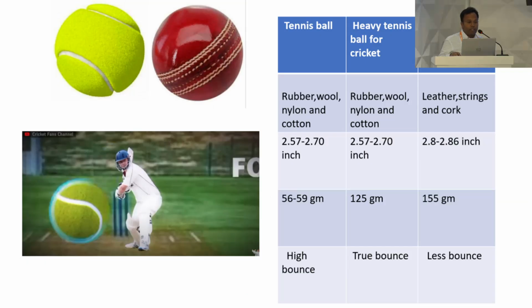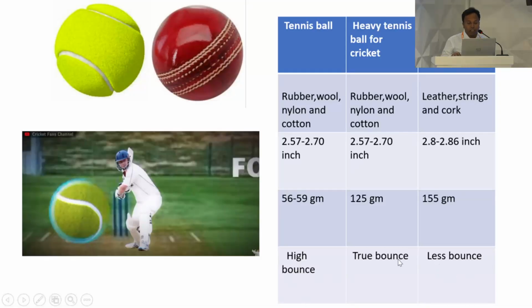So what is the difference actually? What is a tennis ball? This is the softer category. This is the green ball, whose weight is only 56 gram, and this is the leather ball, whose weight is 155 gram. The tennis ball gives a high bounce, and the leather cricket ball gives less bounce.